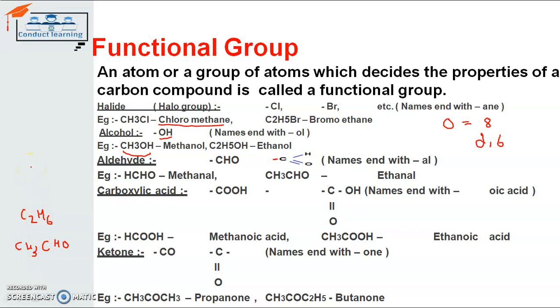And how will the structure diagram look? Let's see. One carbon atom is here, one carbon atom is here, and it contains 4 hydrogen atoms. One here, one here, one here, and one here, and this carbon atom makes a double bond with the oxygen, and this will be the structure diagram for this ethanal. So accordingly, this carbon atom's 4 electrons will be shared with 3 hydrogen atoms and 1 with the carbon atom.